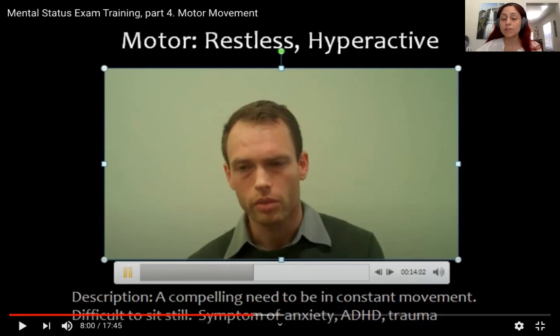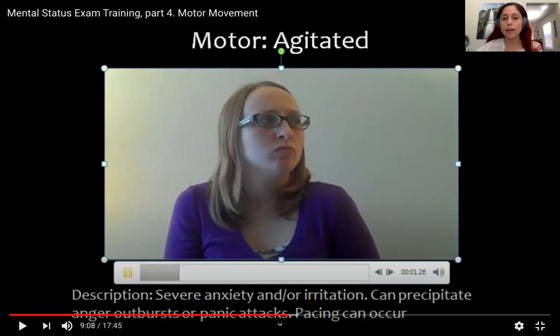So you can really see the difference here with the amount of movement, and this individual seems like they just constantly need to be fidgeting and moving. Okay, we'll look at one more. Right, in this last one, we have some agitation.